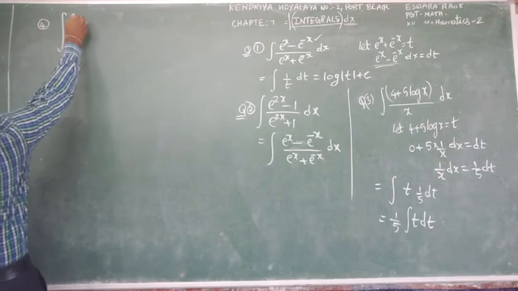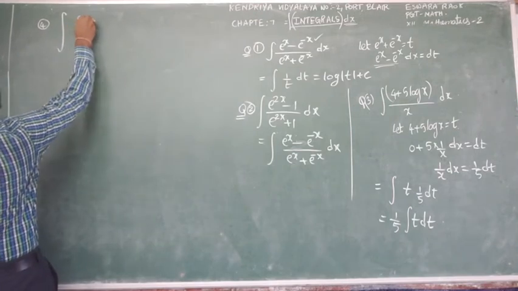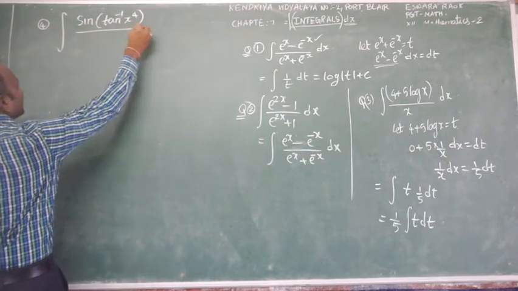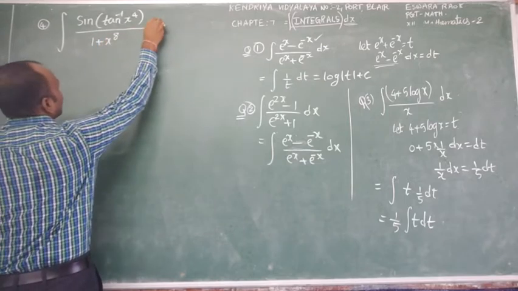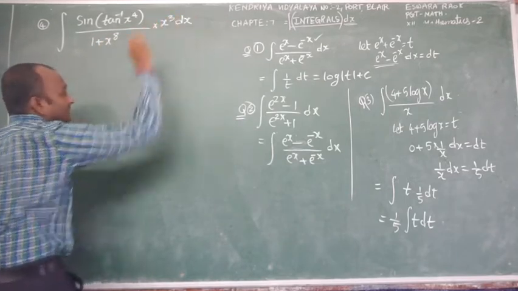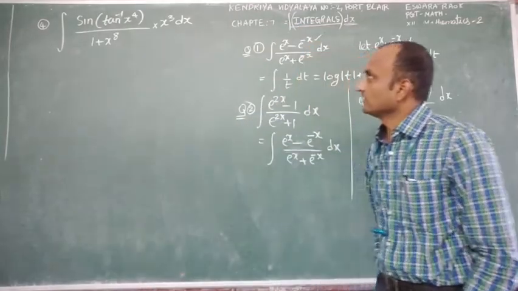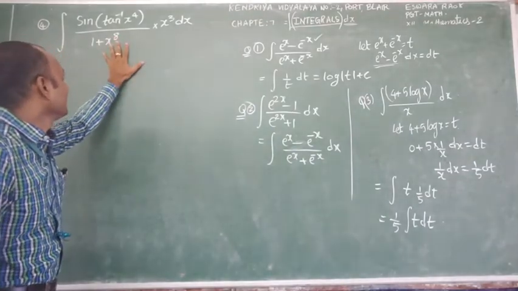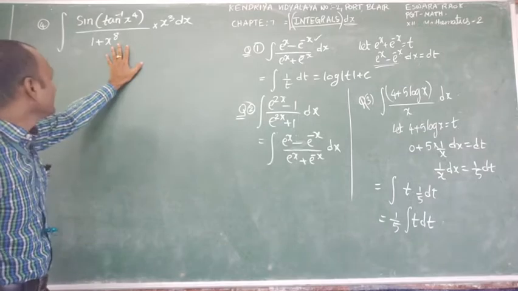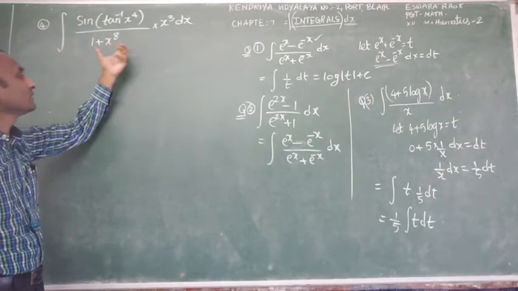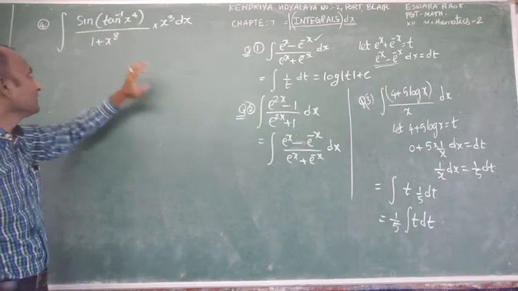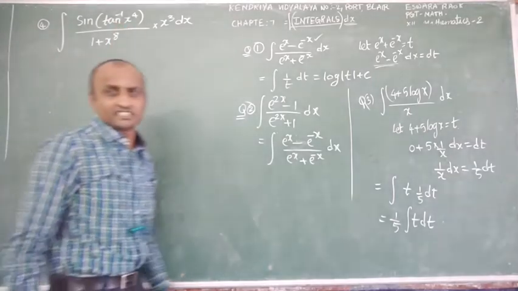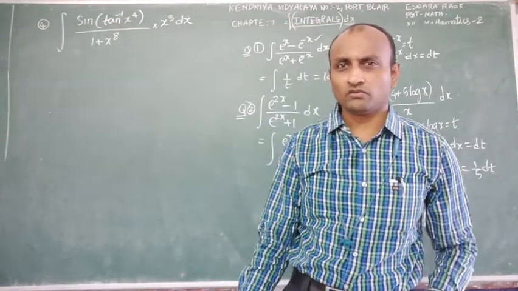Integration of sine of tan inverse x power 4 by 1 plus x power 8 into x cube into dx. This is the question. It looks very big, but it is not such a big question. Here I should take something as t, whichever part is complicated. So I feel, and you should also feel, that tan inverse x power 4 is mostly the one. That must be taken as t. Let us take it as t.